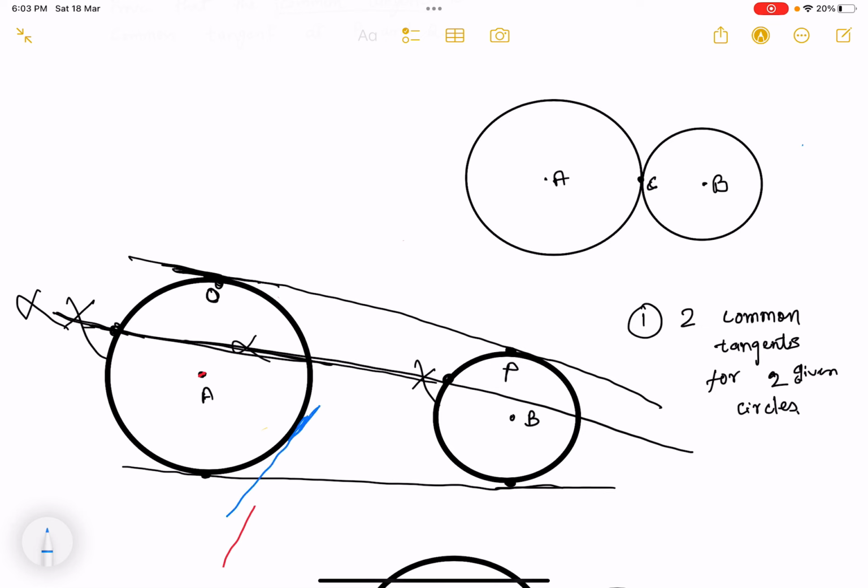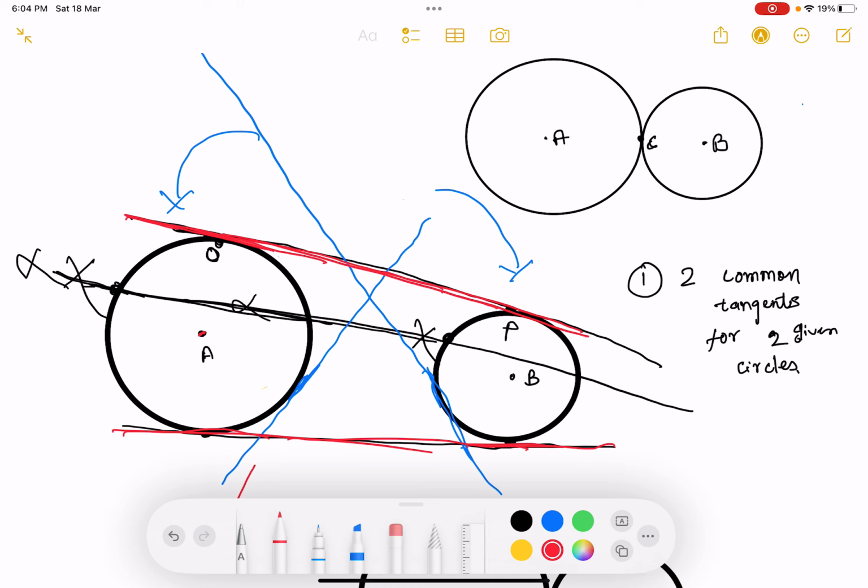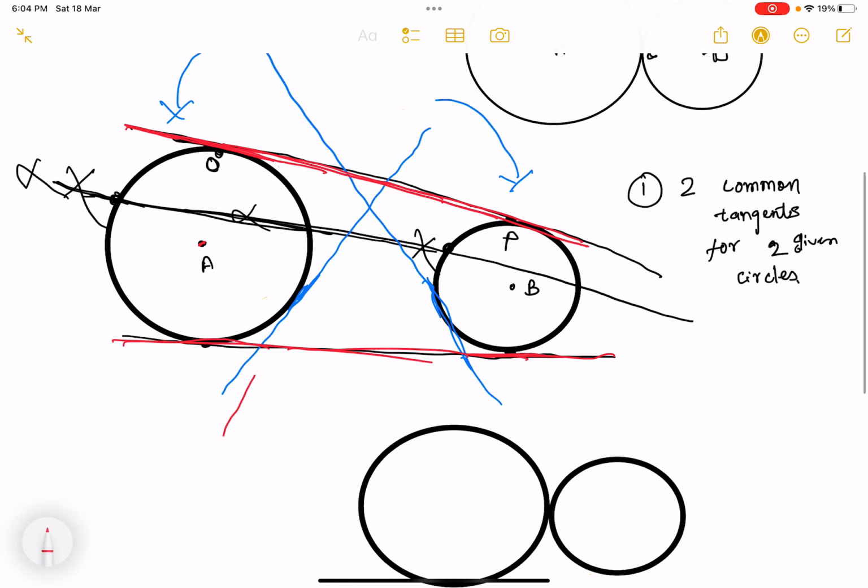This is a tangent to this circle, but this line is never going to touch, it's not even going to intersect this circle. Forget about touching. Then if we take another line, this, it's tangent to this circle, but this is never going to touch this circle. So one important observation is we can always draw two common tangents for two given circles. Okay, this is the first important observation.